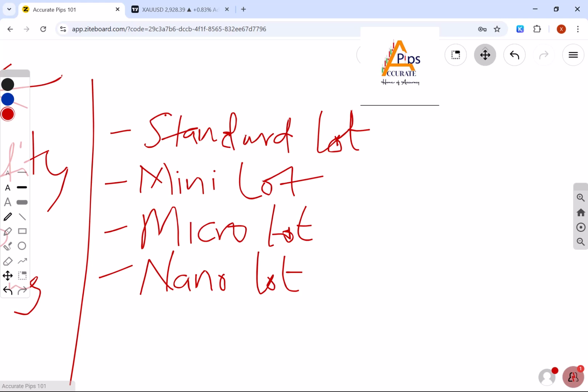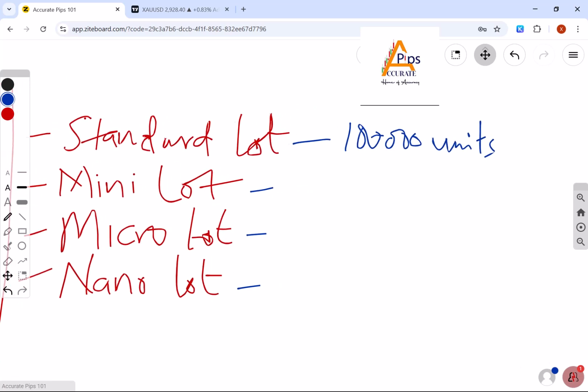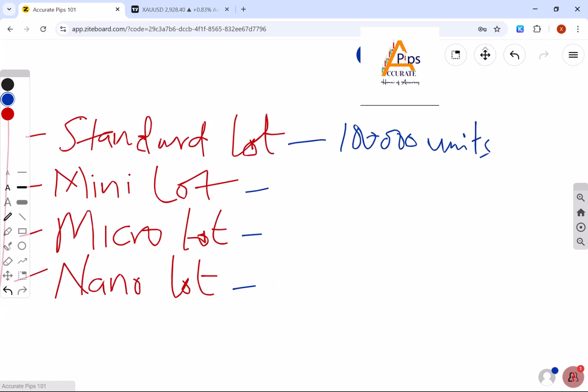So now let me explain each of these. When we take the standard lot, it means we are looking at 100,000 units of that particular currency that we are buying, and this is represented by one standard lot, one lot. When we take a mini lot, then we are saying that we are buying 10,000 units of the currency, and that is represented by what?